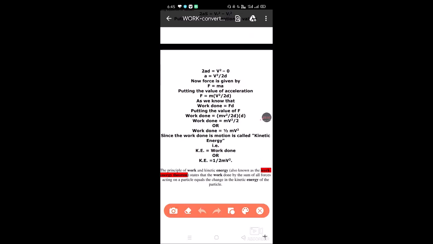So from that equation you can write 2ad is equal to v square minus 0. Here d is the distance traveled by the object after time interval t. So from this expression you can write acceleration a is equal to v square divided by 2d. Now we know the equation of force, F is equal to ma.